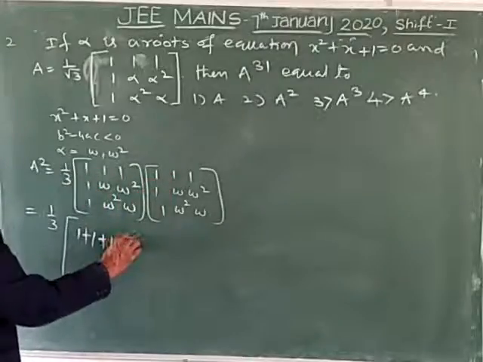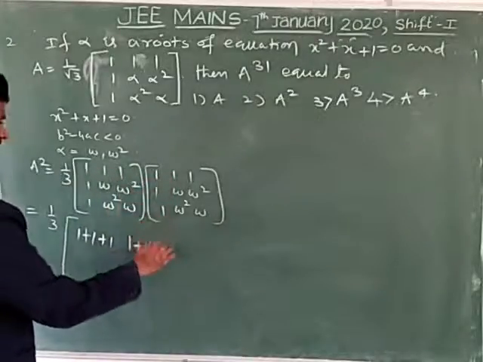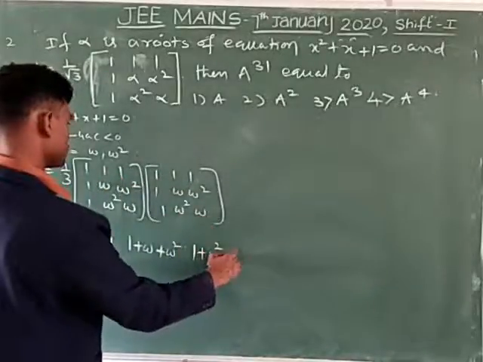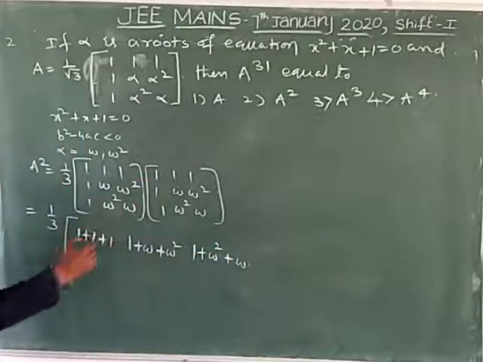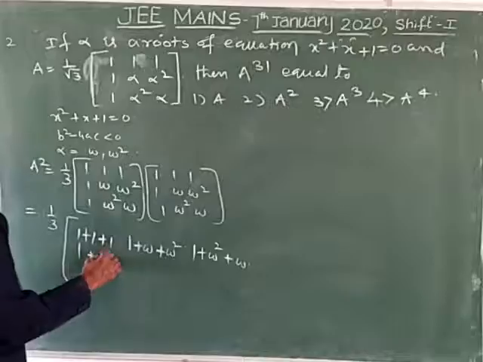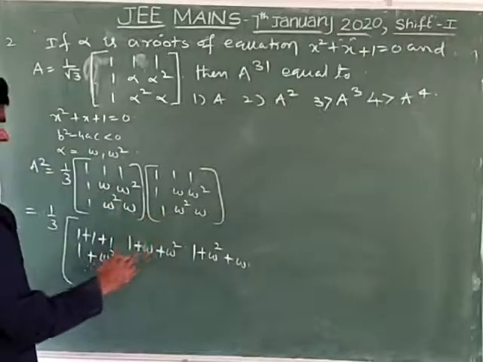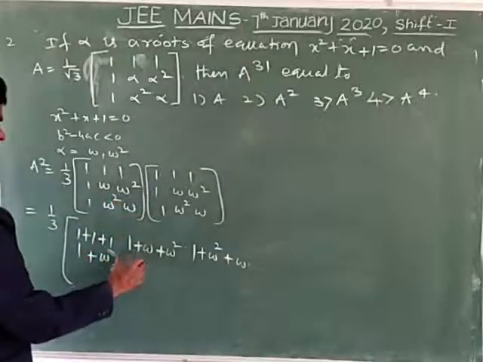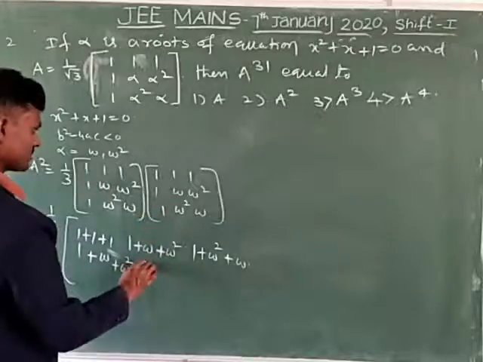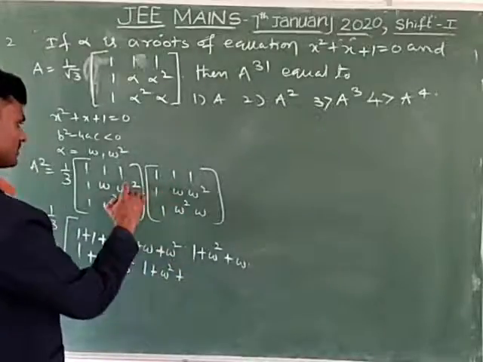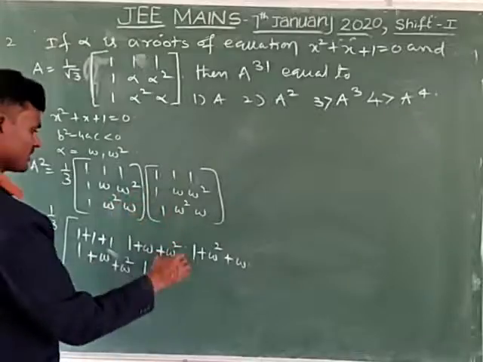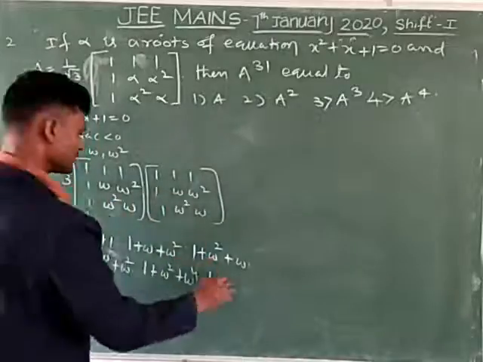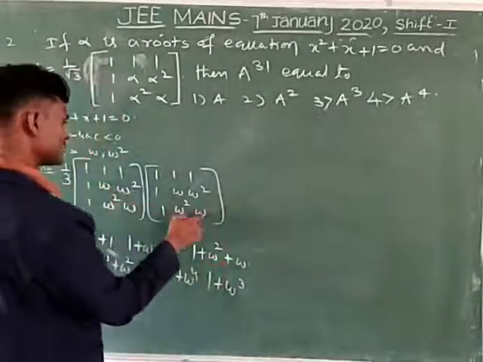Again you have to multiply. Here 1, and this is omega plus omega square. Next 1, here 1 into omega square plus omega. Next one is 1 into 1, 1, plus omega into omega square, and omega square into 1, omega. Here 1 into omega, sorry, this is omega square. Next one is here 1 plus omega square plus 1, and omega square plus here omega to the power 4. Next 1 plus here omega cube, and this is also omega cube.